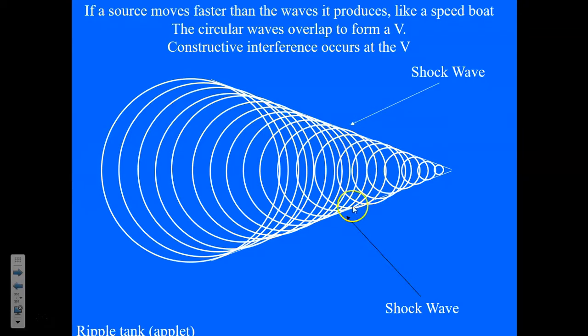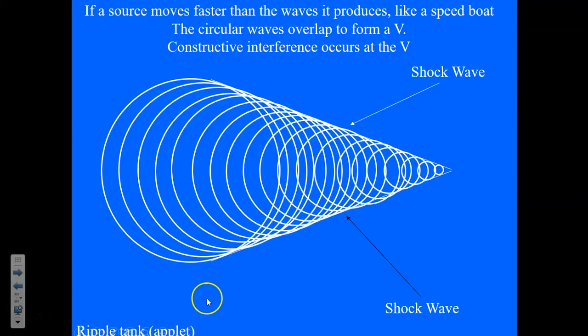And so this is actually a shock wave, the result of traveling faster than the speed of a wave, resulting in constructive interference of the waves, and that high pressure region is a shock wave.